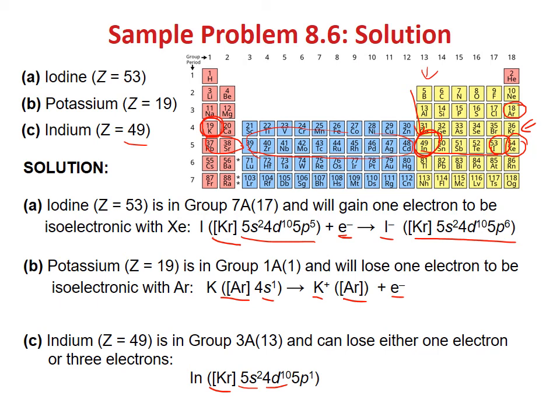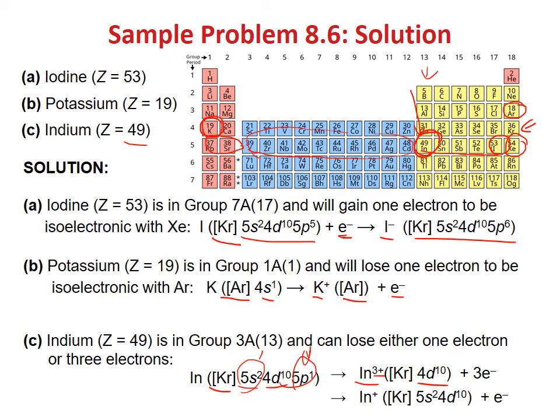So one way to achieve a stable configuration is to lose the highest energy levels, which are 5s and 5p, and that will give you indium 3+, because it loses 3 electrons, and so it has 4d10. The other way is to just lose the p orbital, so that it has 5s2 and the 4d10 orbital is full, and so this is indium 1+.